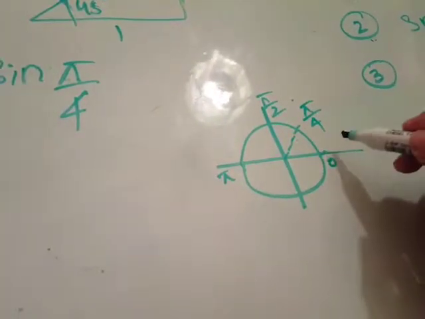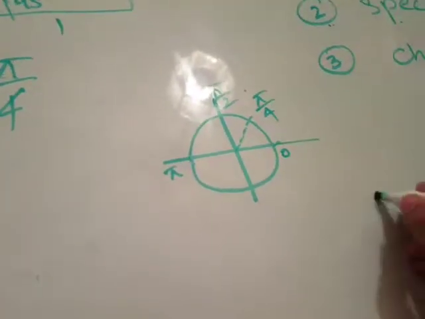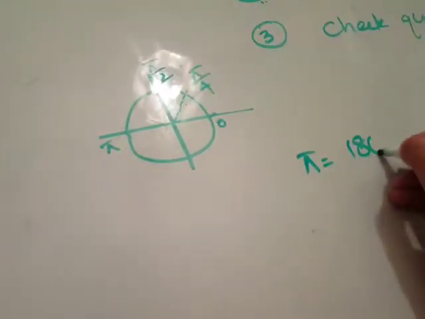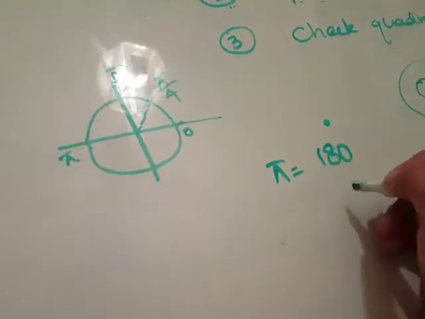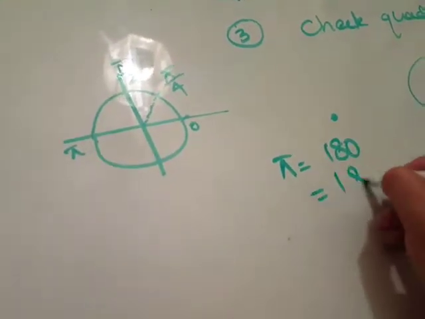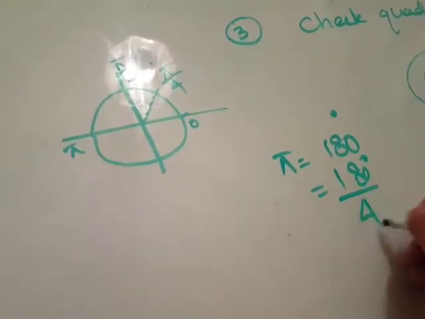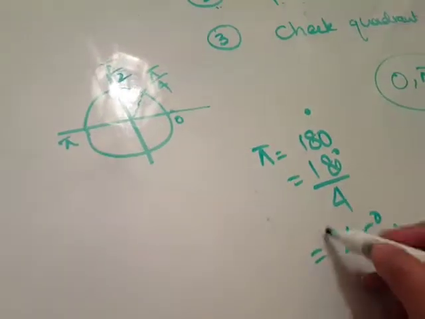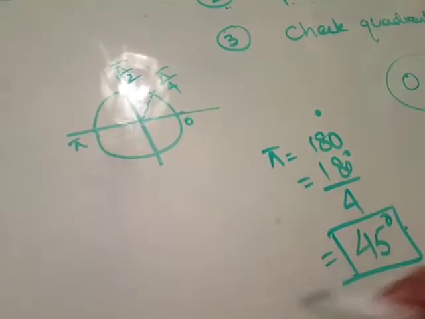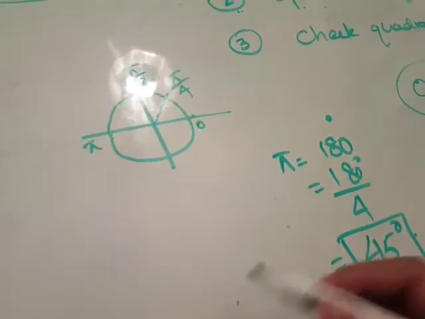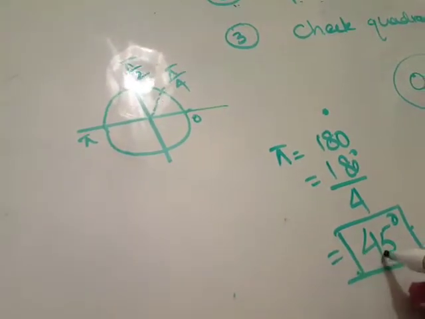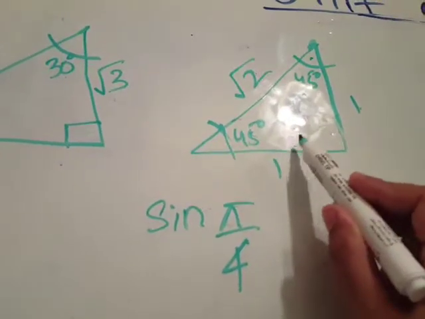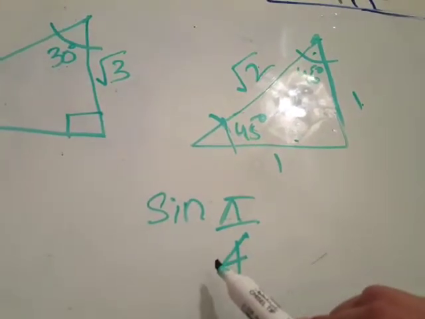What is pi by 4? Pi is basically 180, right? So just divide 180 degrees by 4. It equals 45 degrees. So 45 degrees is the angle we are looking for. So you will go to the special triangle which has 45 degrees in it. This is the special triangle which has 45 degrees, right?